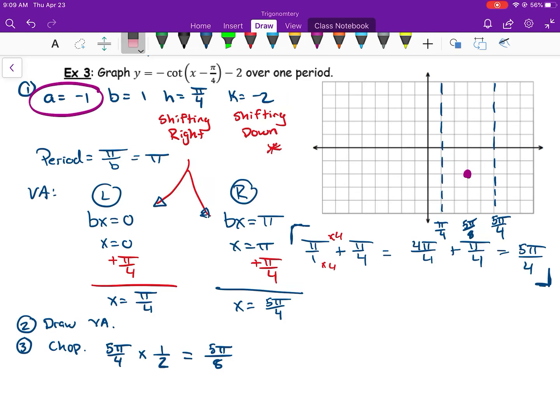Nope, hold on. I did something wrong here. So they go on up 1, left 1, down 1, left 1. I'm going to flip and go up 1, right 1. There we go. Down left, instead of up and left. And there you have it. A cotangent function with both a horizontal and a vertical shift.